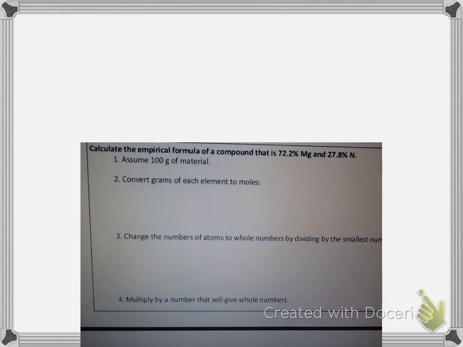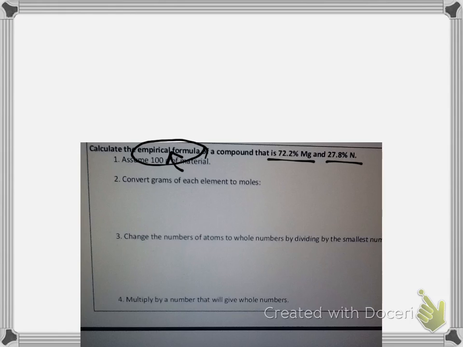All right, let's do it again. Let's find the empirical formula for this next compound. It says calculate the empirical formula for a compound that is 72.2% magnesium and 27.8% nitrogen. All right, so we've got the percent composition of the elements in the compound, and we're asked to find the empirical formula. The key to solving these problems is to know the definition of what you're asked for.